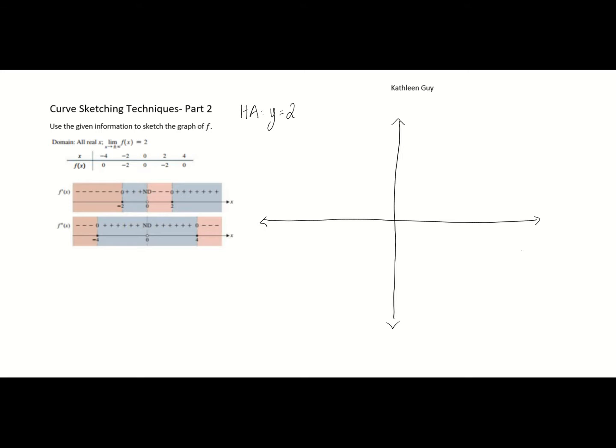So let's see. I need to at least go to 4. 1, 2, 3, 4. I'll go to 5 for good measure. 1, 2, 3, 4, 5. Okay, I'm going to put my asymptote first. I'll do it in red.